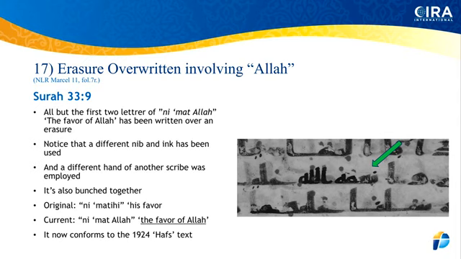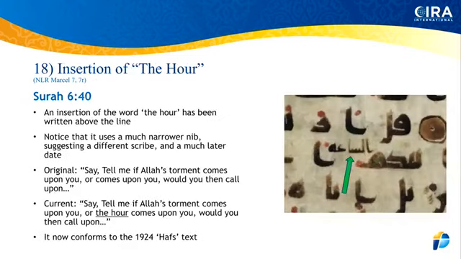So the original would be ni'matihi, his favor. But now the current is ni'mat Allah, the favor of Allah. Yeah, so here there is a classic example of changing that inseparable personal pronoun, the ha in this case, the ending, and indicating that this ni'matuhu, the ha here applies to Allah. So they did that, and there's a number of examples that Dan talks about in relation to this. Yeah, and to be fair, Dan loves to look at the ones where Allah has been added. Here's another case of that. It now conforms with the 1924 Hafs text. Let's go to the next one, 18.